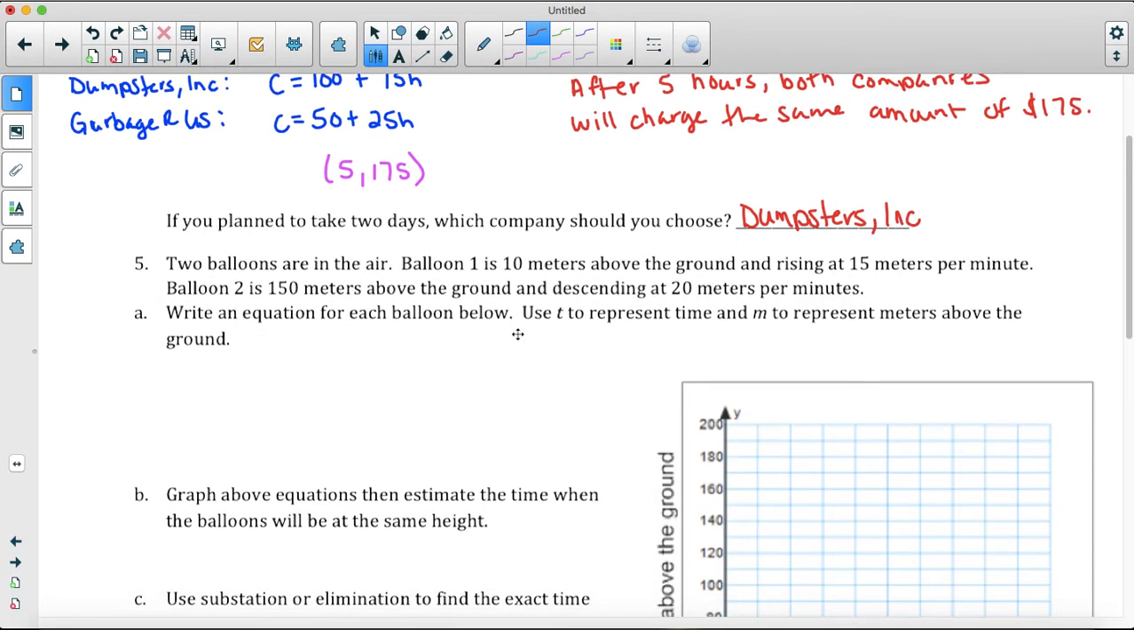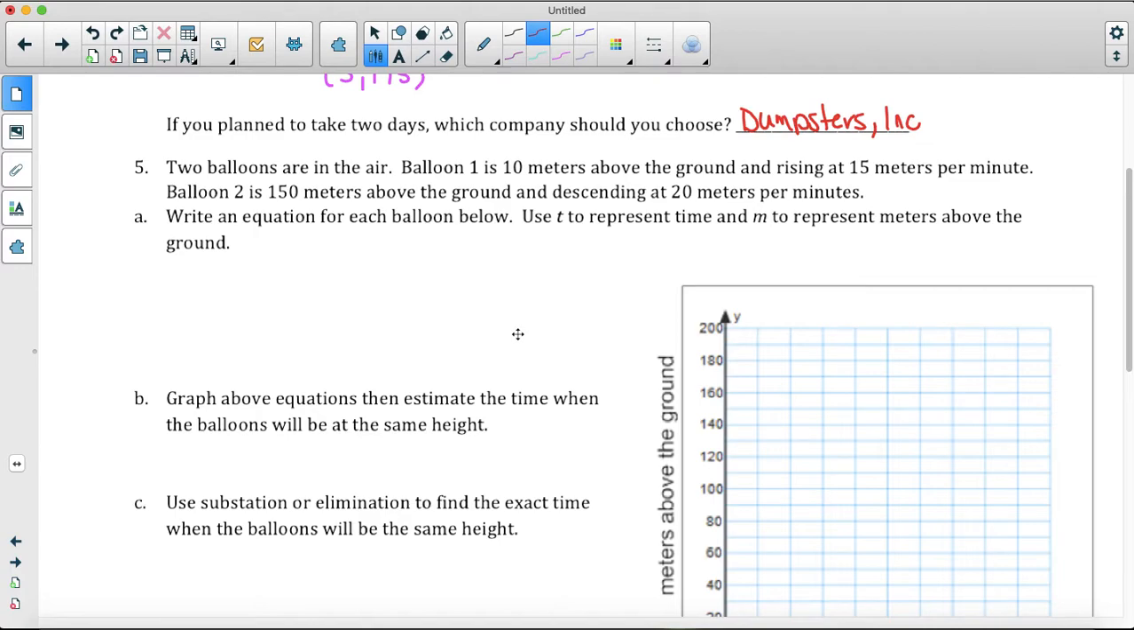On the next problem, it says 2 balloons are in the air. Balloon 1 is 10 meters above the ground and rising at 15 meters per minute. Balloon 2 is 150 meters above the ground and descending at 20 meters per minute. Write an equation for each balloon below. Use T to represent time and M to represent meters above the ground.